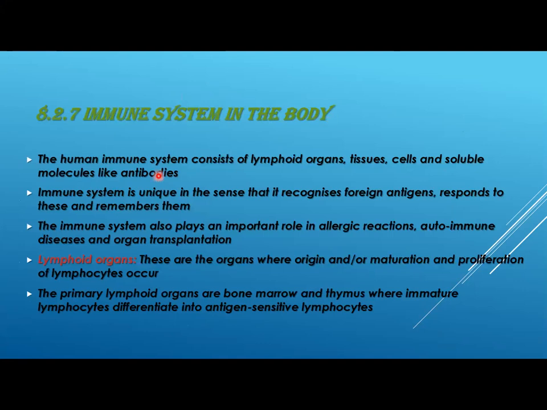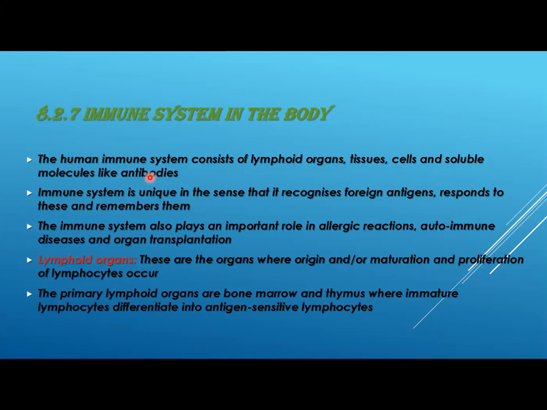Immune system in the body. The human immune system consists of lymphoid organs, tissues, cells, and soluble molecules like antibodies. The immune system is unique in the sense that it recognizes foreign antigens, responds to these, and remembers them. The immune system also plays an important role in allergic reactions, autoimmune disease, and organ transplantation.